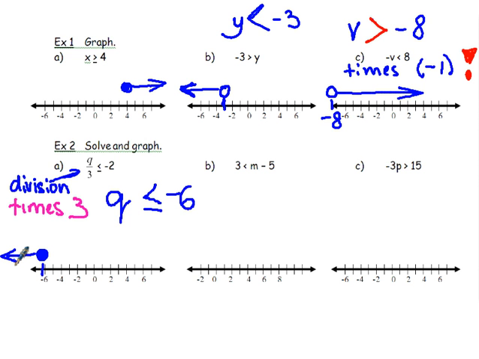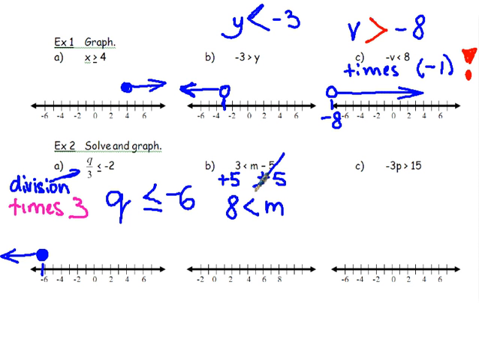Problem B, we have 3 is less than m minus 5. So first we have to combine the numbers. So let's add 5 so that we have the variable on one side and all the numbers on the other. Again, we are using basically inverse operation. Inverse to subtracting 5 is adding 5. On the left-hand side, we get 8. 3 plus 5 is 8. We copy the same symbol, and then m. The 5s cancel each other out.